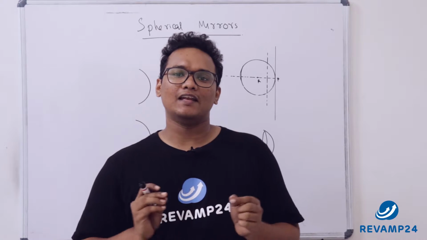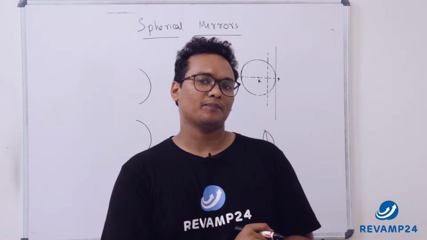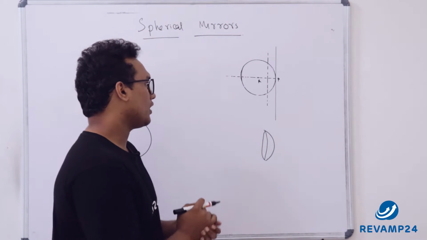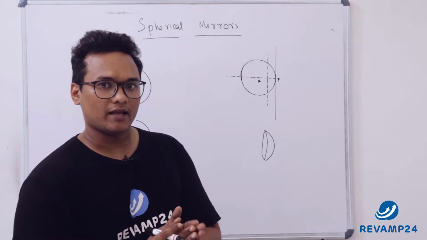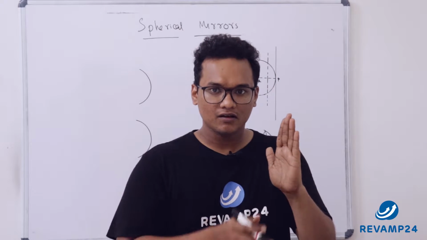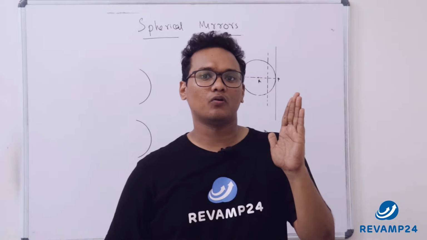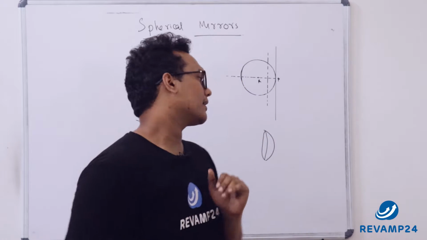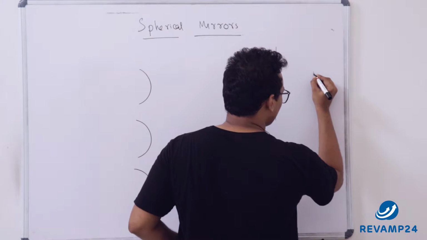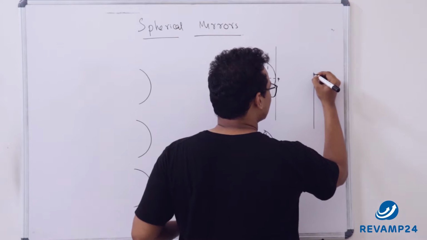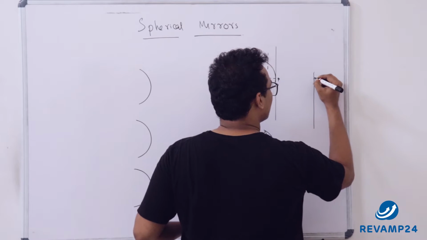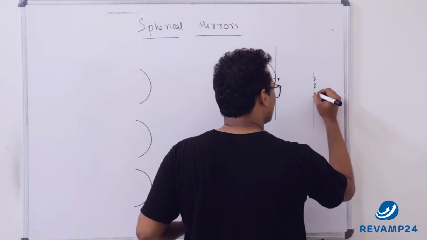In this video, I will explain to you about spherical mirrors. Now, we have already learned what a plane mirror is. A plane mirror has one end as a smooth and polished surface and the other end painted. So, we have one surface which is smooth and polished and the other end is painted.